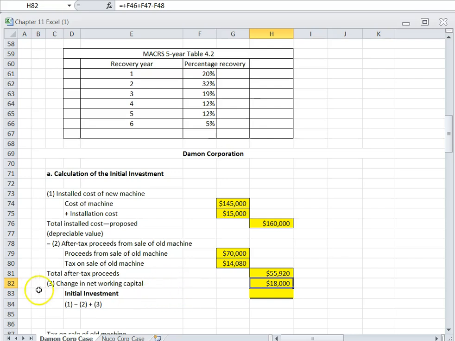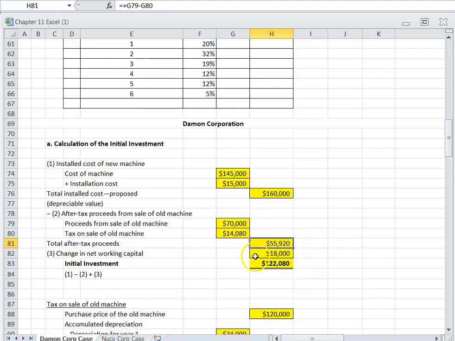So the initial investment is going to be 1 minus 2 plus 3. So basically this is 1, 2, and 3. So 1 minus 2 plus 3. Okay, so this is the initial investment. So we're spending $160,000 on the new machine. We're getting $55,000 proceeds from the sale of the old machine after we pay tax on it, and we're going to increase our net working capital by $18,000. So that's a cost. So the actual investment is only $122,000.